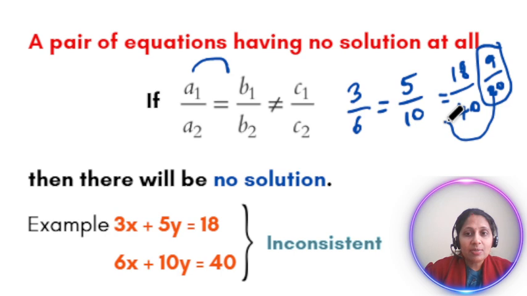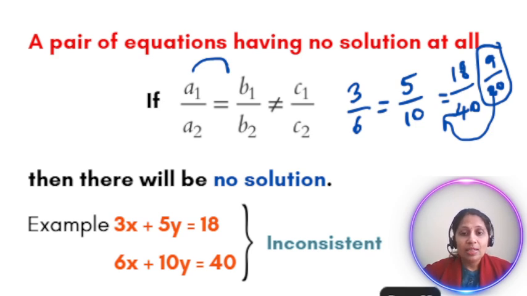So this is not the same as 1 by 2. That means the ratio of the constants are not equal. So it means this pair of equations will have no solution. So it is inconsistent. Okay. I hope you are clear with the first three methods.